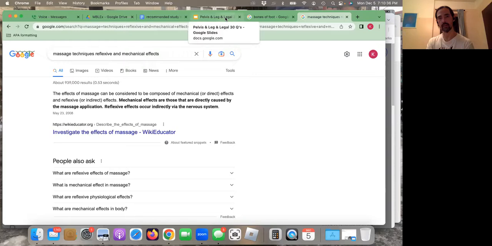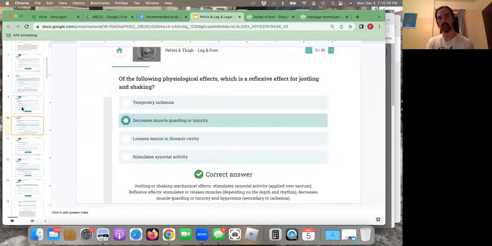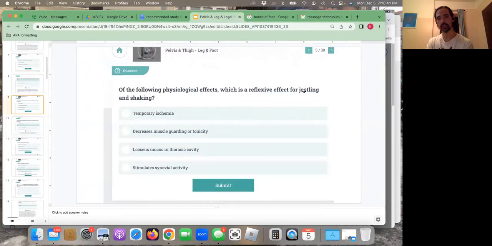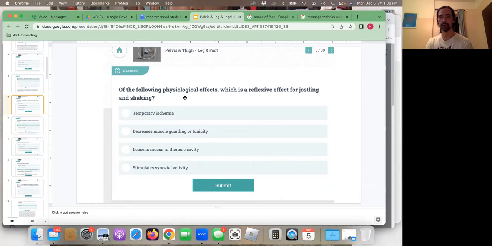So a mechanical effect for jostling and shaking would be what happens right away as a result of jostling or shaking. A reflexive effect, which is what they're asking about here, would be the body's reaction to the jostling and shaking. And that may happen a few seconds later, or it may happen the next day. So you have to know for jostling and shaking what the mechanical and the reflexive effects are, and we'll go over those little by little.